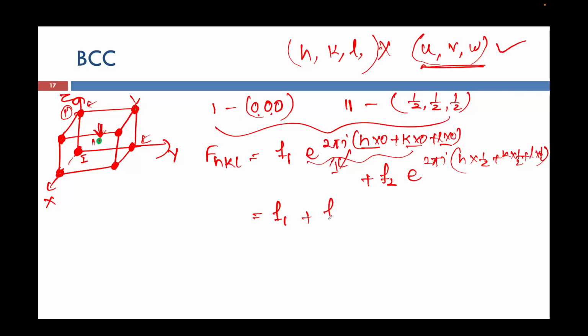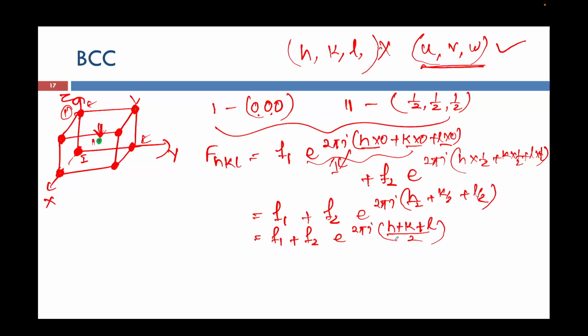F1 plus F2 e to the power 2 pi I. This is h by 2 plus k by 2 plus l by 2, right? And finally, what will be the expression you will be coming up with? F1 plus F2 e to the power 2 pi I (h plus k plus l) by 2, right? This will be the eventual expression, and the 2 will be getting cancelled.